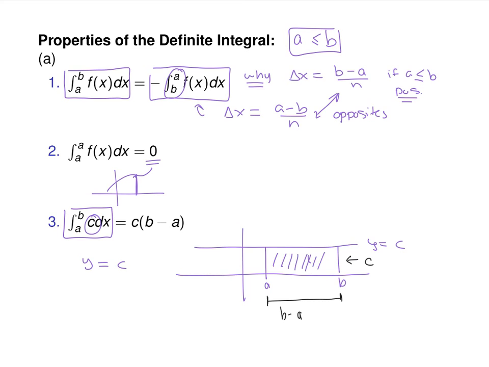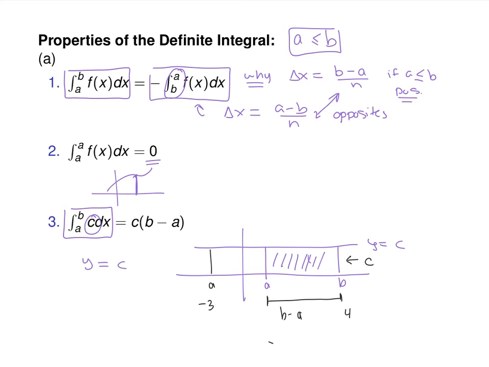And that would work even if c was negative, because you'd just take negative c times (b minus a); it would just be drawn down below. It would also work if a was some negative number. If b was 4 and a was negative 3, 4 minus negative 3 makes 7, which is how far it is from negative 3 to 4, right?